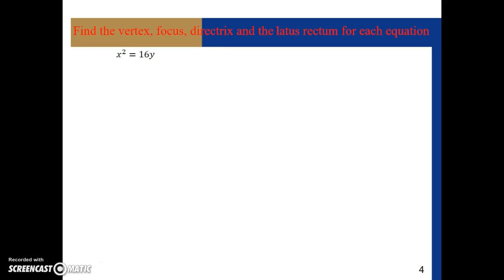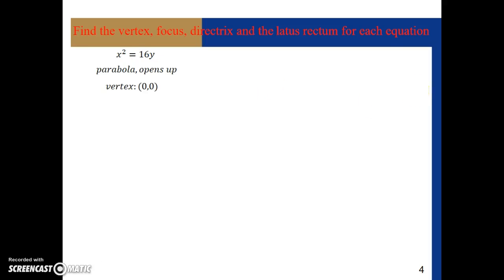So here it says find the vertex, the focus, the directrix, and the latus rectum for each equation. We won't worry much about latus rectum, but I'll show you on this example. It's just included in here, but it's not something we're going to worry a whole lot about. So here's one where the x term is squared and the y term is to a power of 1. So this is a parabola that either opens up or opens down. We can see here there's no negative sign in front of the y, so this is a parabola that opens up.